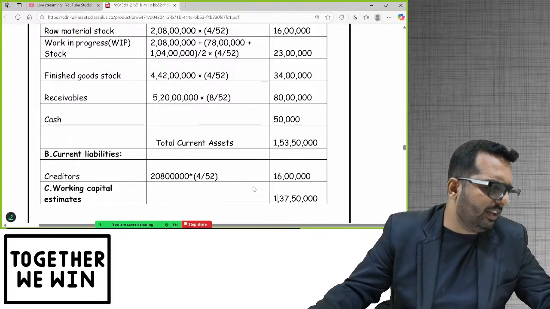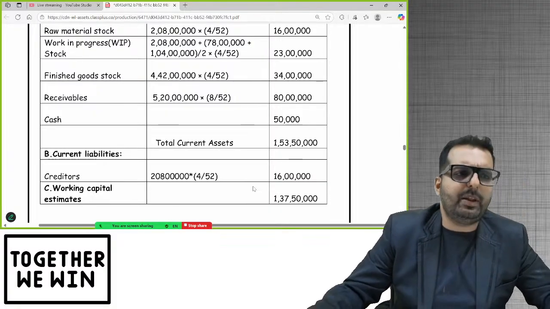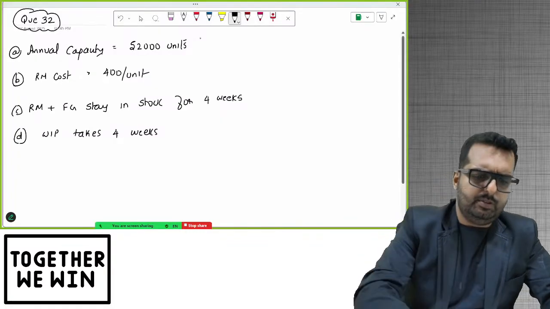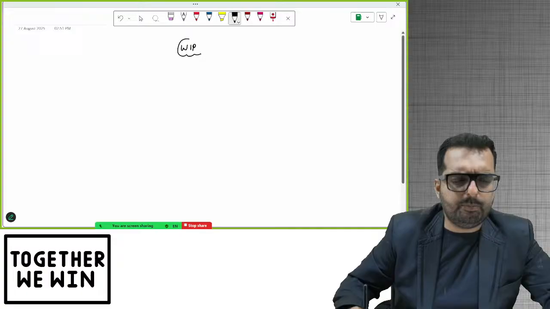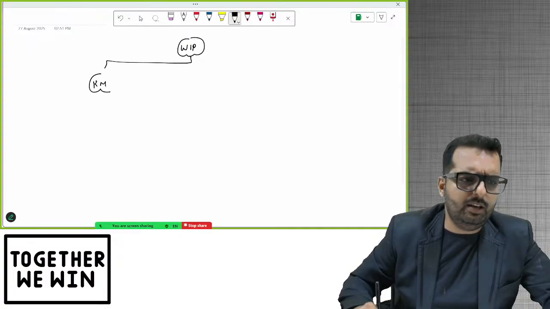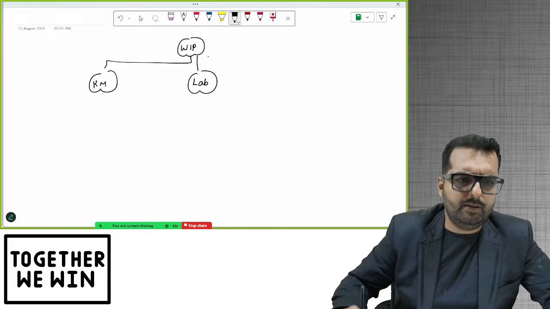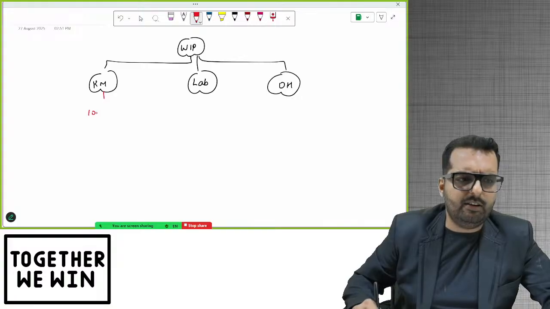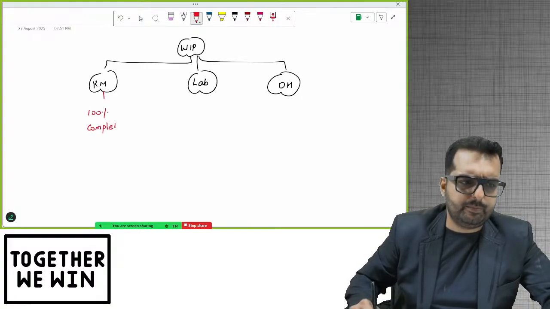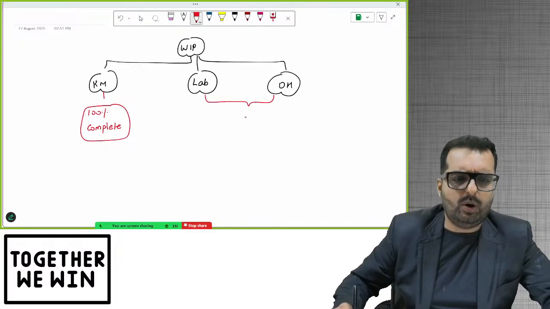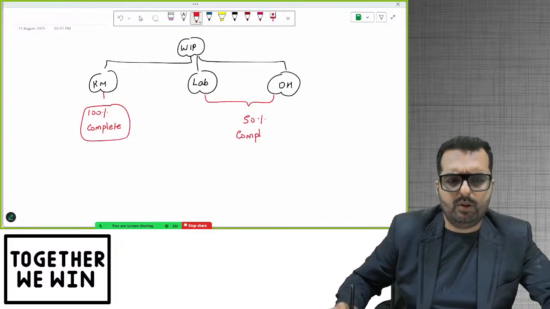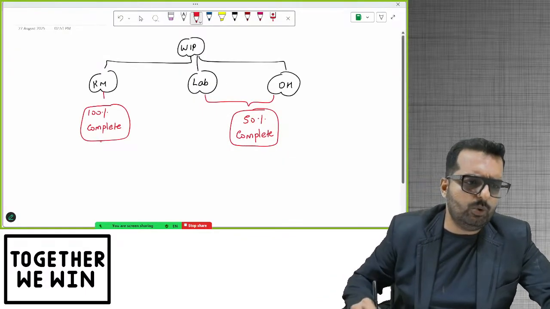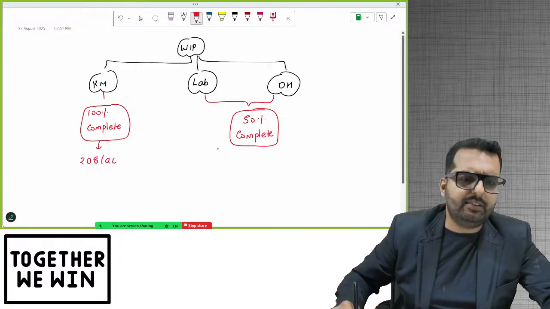Can you please write this down again in your books? Aradrika, you want me to explain the work in progress part? I will explain it. I just write down over here. Work in progress is nothing but raw material plus labor plus overhead. Raw material is taken as 100% complete. These two are normally taken as 50% complete. Everybody clear? That is why they have taken 208 lakh in its entirety.